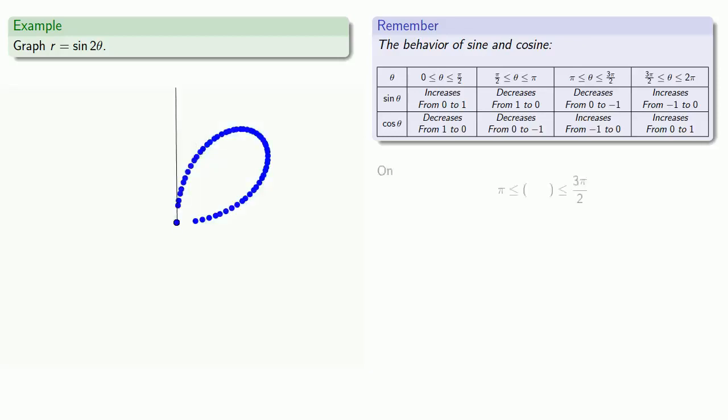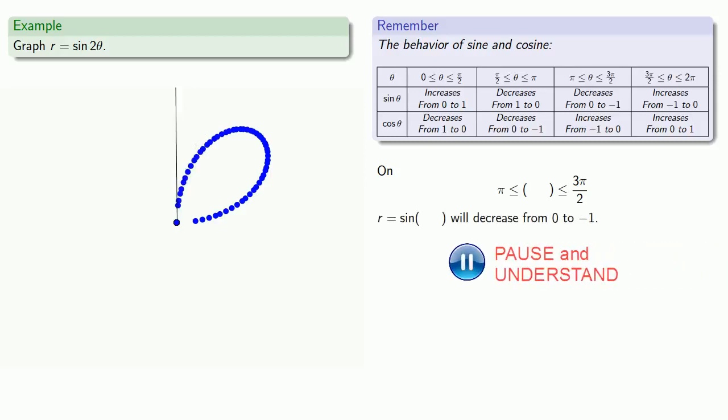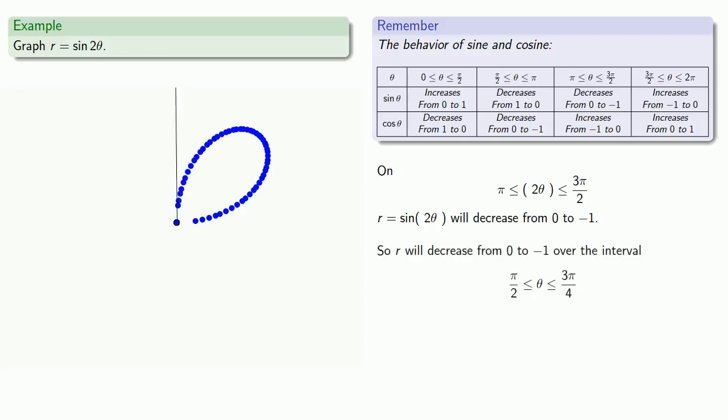If the angle is between pi and 3 pi over 2, r equals sine of it will decrease from 0 to -1. So r will decrease from 0 to -1 over the interval between pi over 2 and 3 pi over 4. And so we might continue our graph showing this decrease. Because these are negative numbers, we're actually going backwards even though we're facing these angles between pi over 2 and 3 pi over 4.